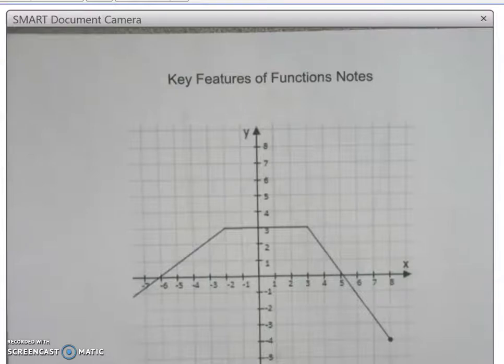Hey guys, today we are doing key features of functions. This is posted in Google Classroom, so feel free to go fill it out there, or you can print it off and do it that way. You are also welcome to do it on paper. If you choose to do it on paper though, make sure you go ahead and pause this video and draw this graph. That way when you reference your notes later, you actually have a graph to go with it so you know what you're talking about.